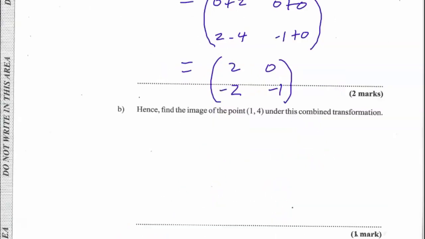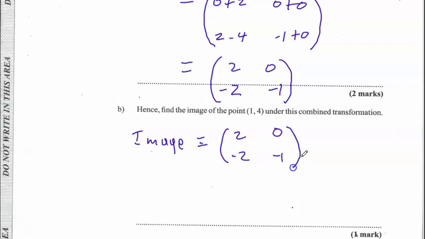Hence find the image of the point (1, 4) under this transformation. So the image of the point (1, 4) under this transformation, you simply just multiply the transformation to the point. So (2, 0, -2, -1) times (1, 4).